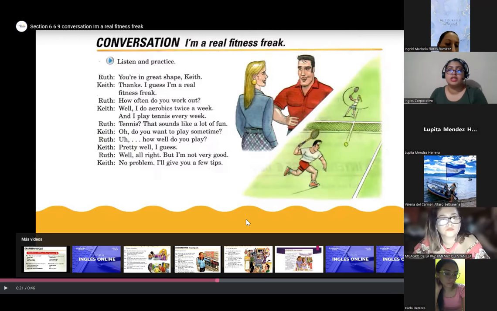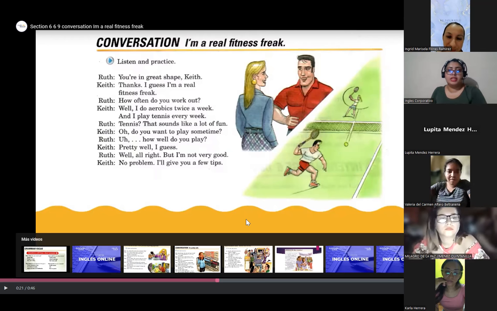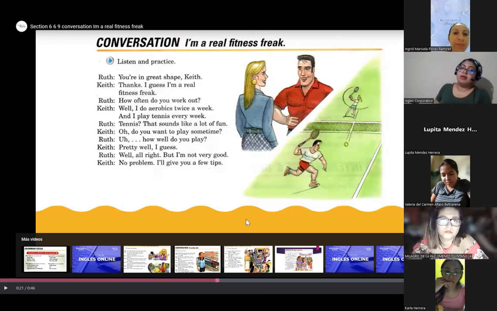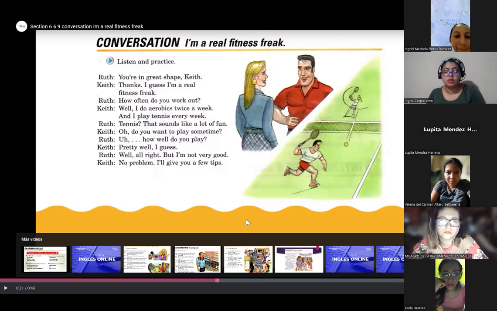But in this conversation, we have two questions that we need to think about. We have the how often do you work out? And also, how well do you play? But why we need to pay attention to those questions? Well, the thing is that we are going to talk about the word how. We are going to learn how to use the word how and in which situations we are going to use this word. Sabemos que tenemos diferentes palabras para crear preguntas. Una de esas es el how. Ahora vamos a enfocarnos en how y también en qué contextos o de qué formas podemos utilizar el how.